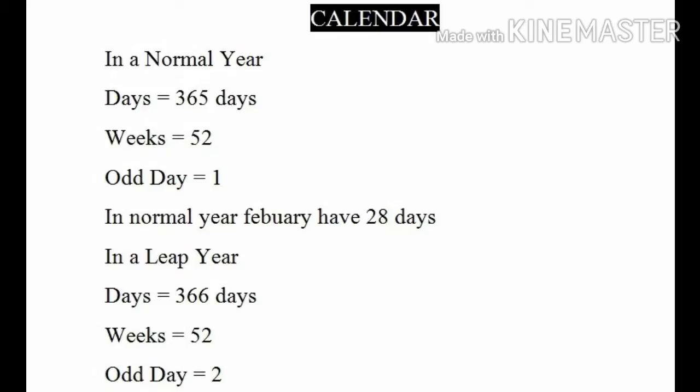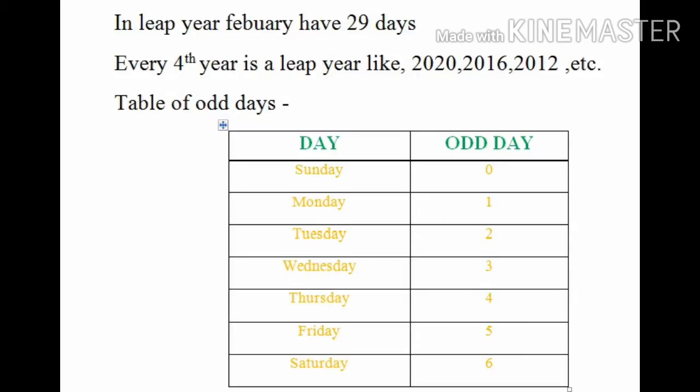In a normal year, there are 365 days, 52 weeks and one odd day. February of a normal year has 28 days. In a leap year, 366 days are there, 52 weeks and 2 odd days are there. February of a leap year has 29 days. Every 4th year is a leap year, like 2020, 2016, 2012, etc.